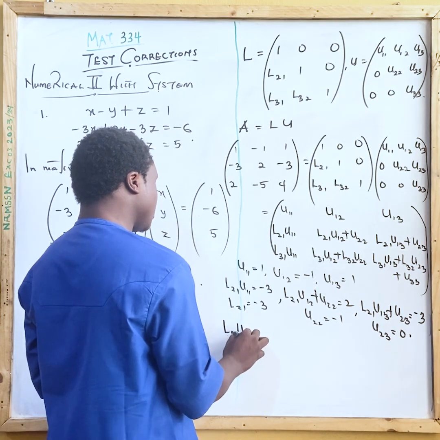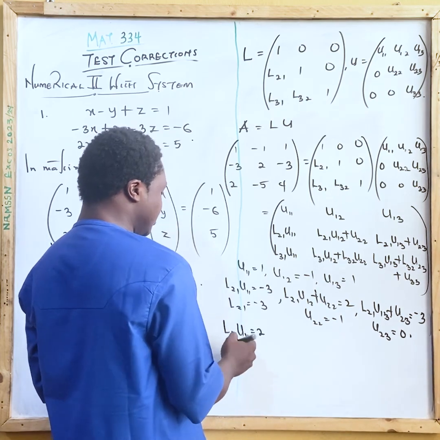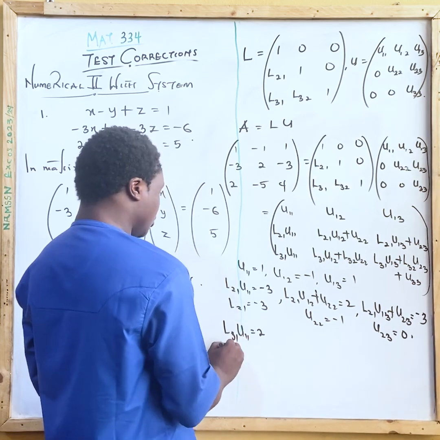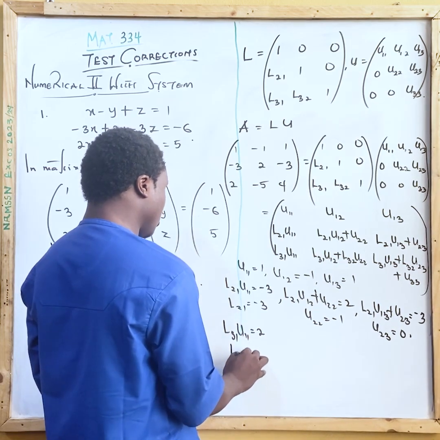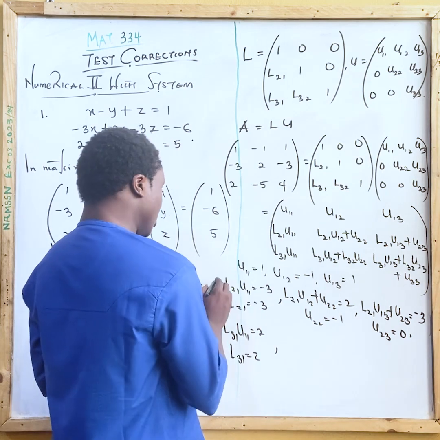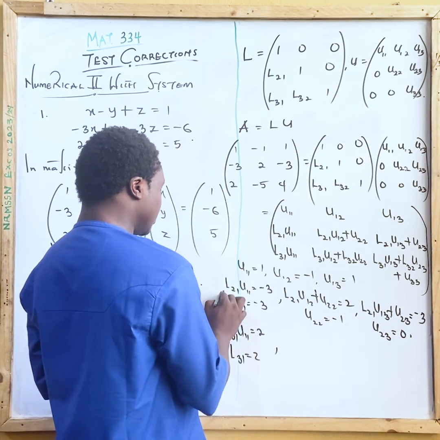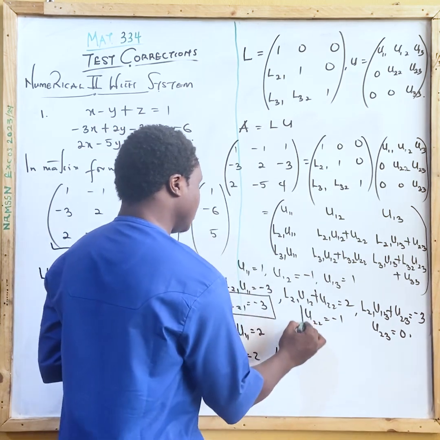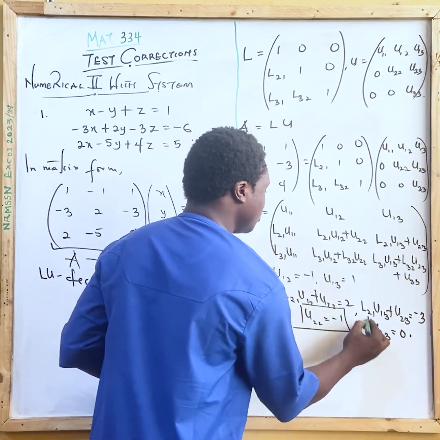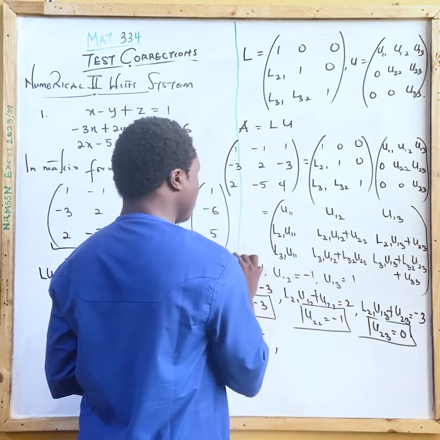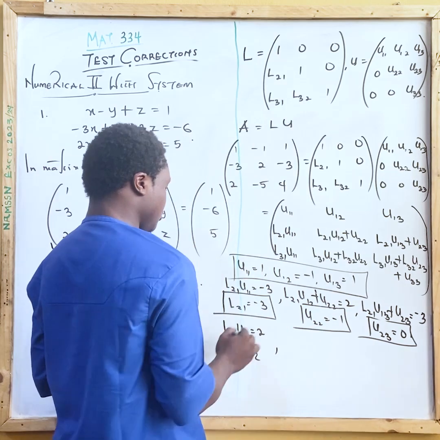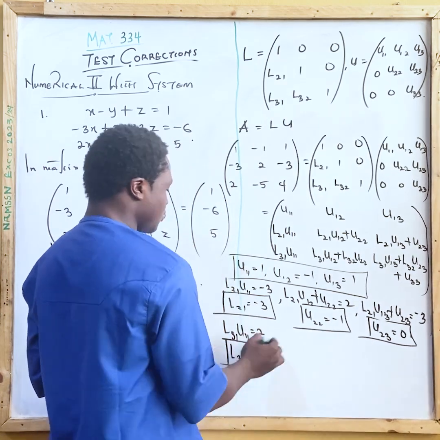L31 U11 is equal to 2, which means that already U11 is 1. So our L31 has to be equal to 2. So let me circle our answers. So this is L21, this is U22, this is U23, and then I have my U11 to U13. So this is my L31 here also.